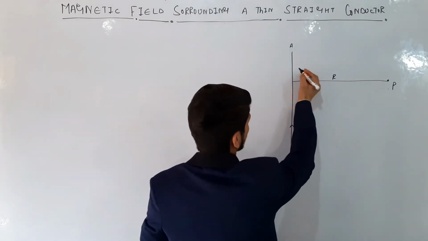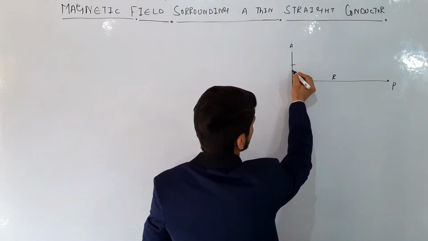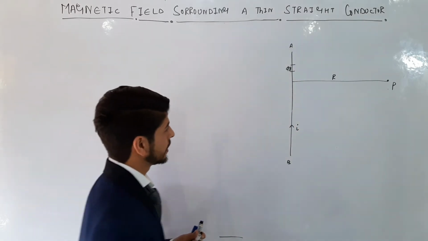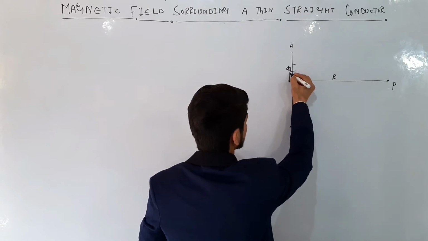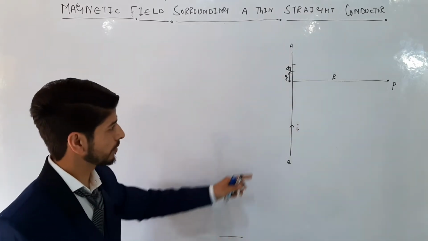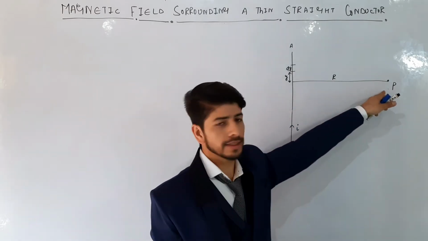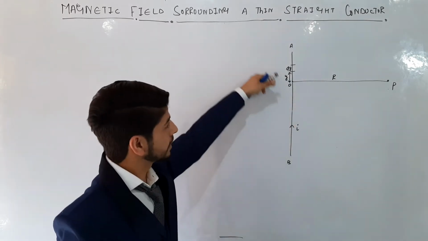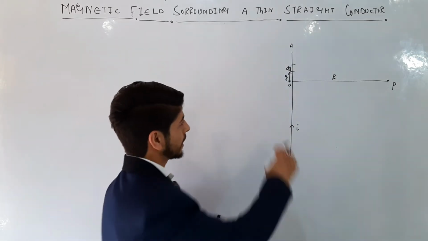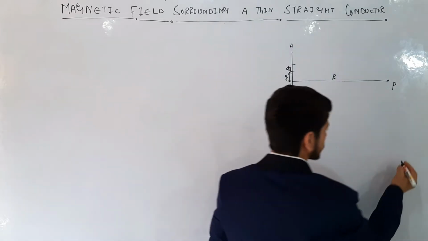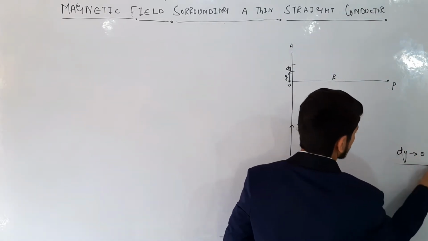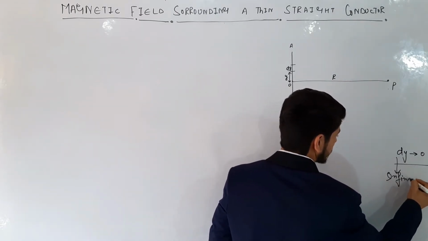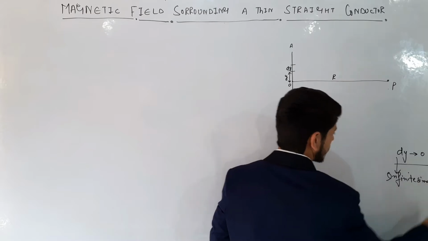Suppose we have a small current element of length dy. This current element is at a distance of y from the baseline. The perpendicular distance we take is r, and suppose this point is O. From point O, this current element is at a distance of y units. The length of this current element, dy, is very small and approaches 0. That's why we take an infinitesimal current element; infinitesimal means very small.